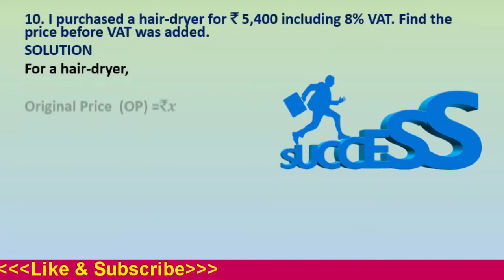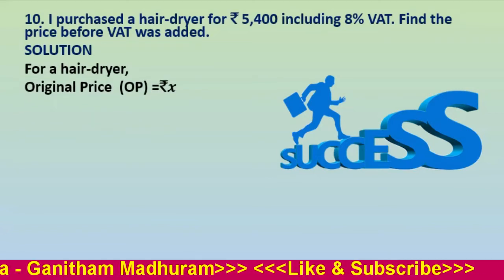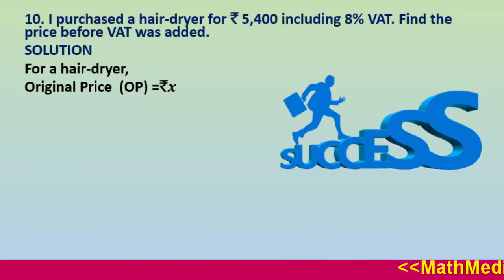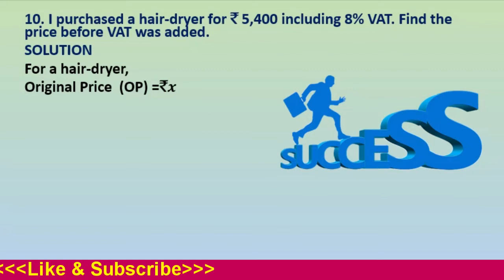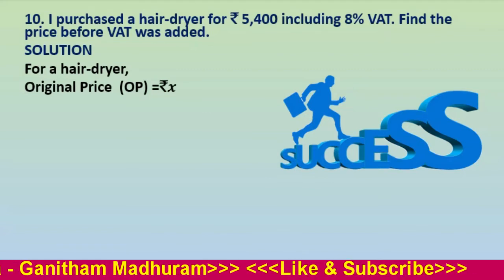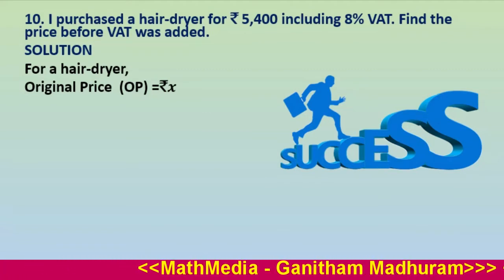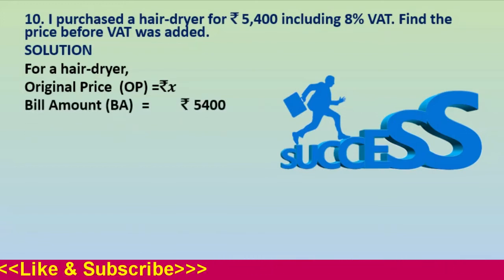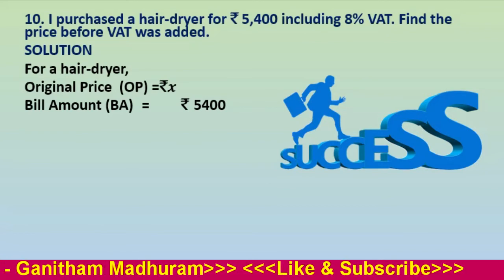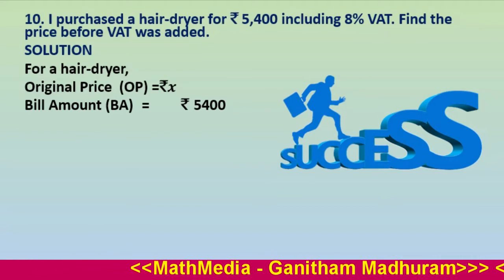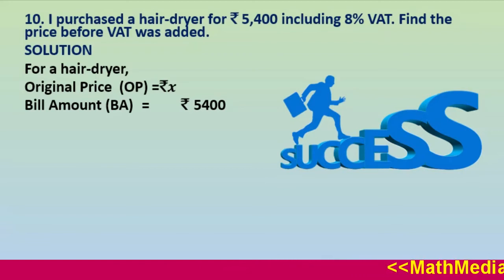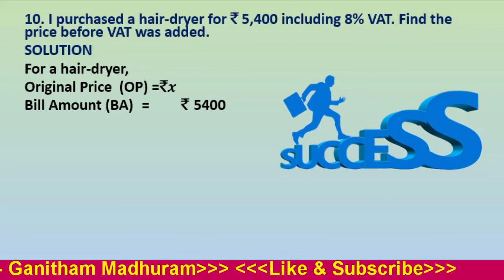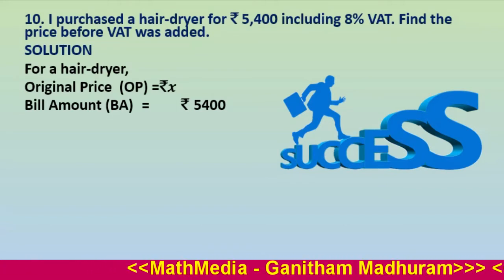For the hair dryer, we don't know the original price. They are asking in the question, find the price before VAT was added. That means the original price of the hair dryer is asked. We don't know the price, so we can take it as rupees X. Bill amount equal to rupees 5400. Bill amount means it includes the VAT. Then only we get the final amount we have to pay for the hair dryer.